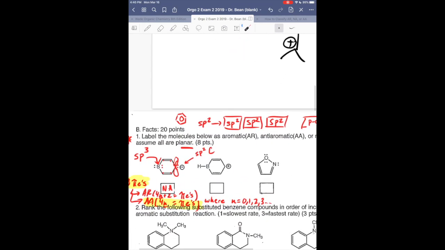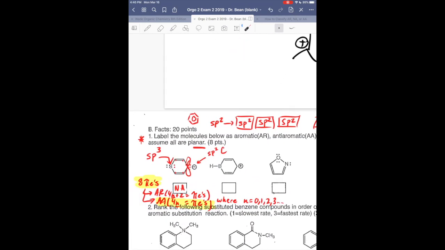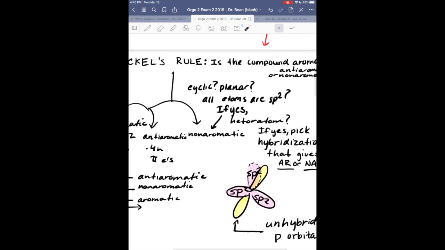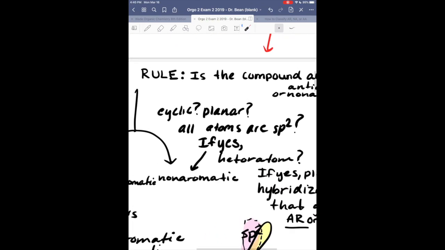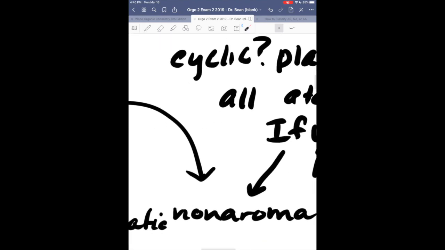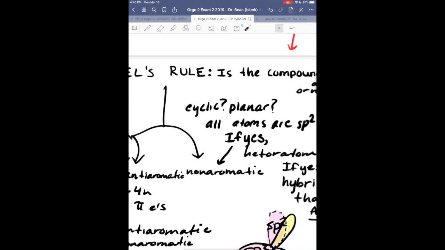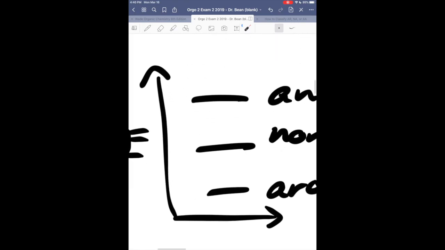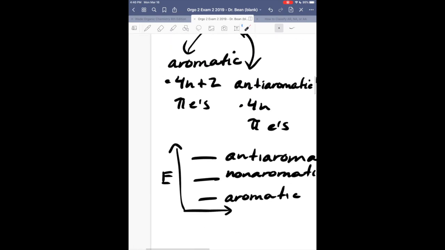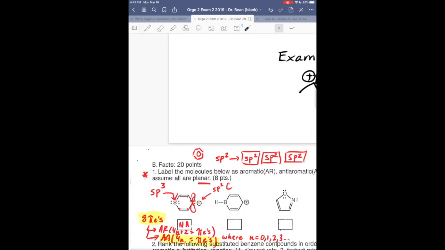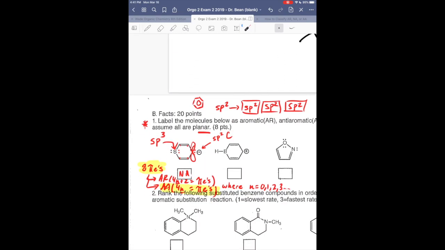So that's our dilemma here. Our dilemma is that we have this heteroatom and it's giving us anti-aromatic. If the hybridization changes to sp3, and we do not fulfill the part about all the atoms being sp2, then the molecule becomes non-aromatic, and that is more stable, right? Lower in energy level than an anti-aromatic molecule. So we're going to put non-aromatic in our box, okay?